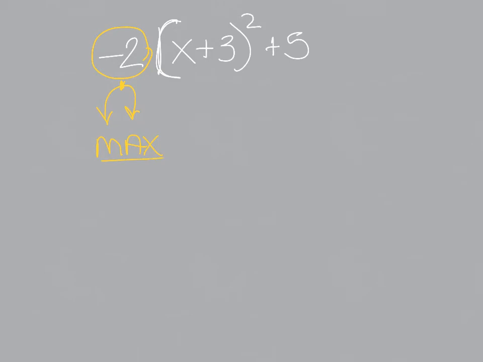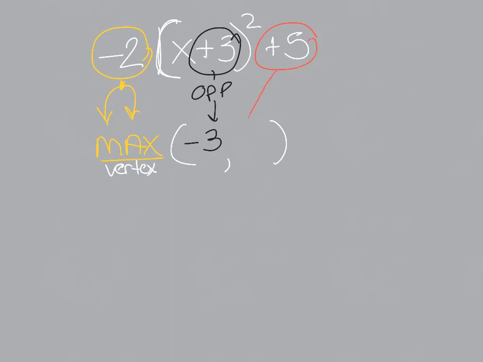All right, the point for that vertex, okay, this is also called a vertex. The point for that vertex is going to be the opposite of this. So it's going to be -3, and then this is going to be your y. Okay? So you're going to have a maximum at (-3, 5).